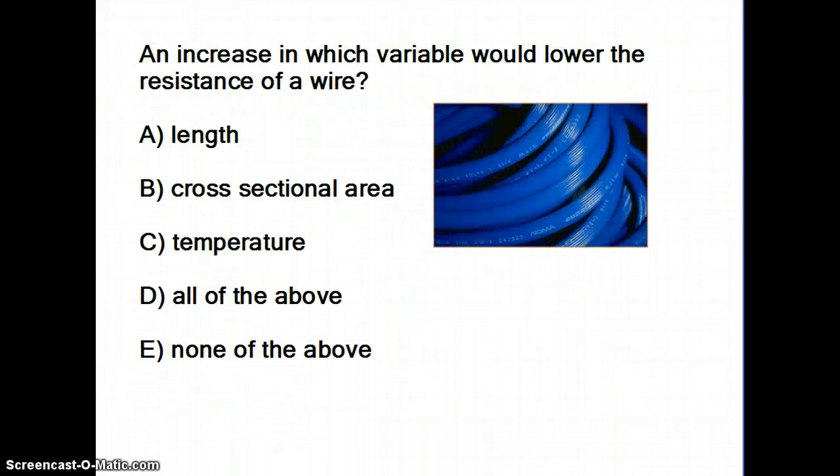Okay, next question. Which of the variables provided below, if you were to increase them, would decrease the resistance of a wire? Its length. Cross-sectional area is a fancy way to describe the thickness of the wire, as well as the temperature.